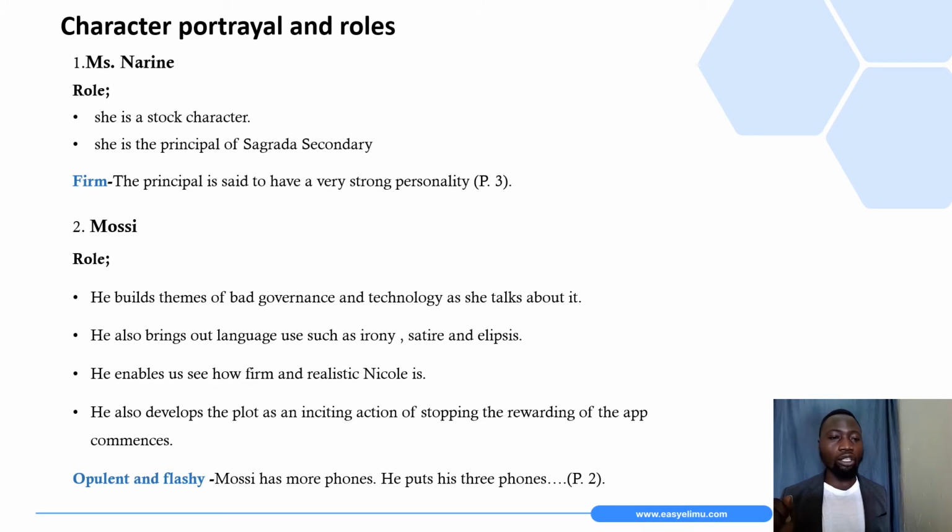So again, we are told that Mosi, these are now the character portrayal or the traits. The first thing is that Mosi is opulent and flashy. We are told that he has more phones, three phones to be specific. And in every meeting, he must put his three phones on top of the table, plus the stick and the hat he is wearing.